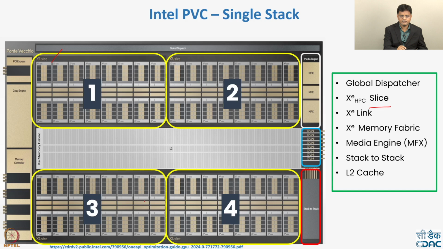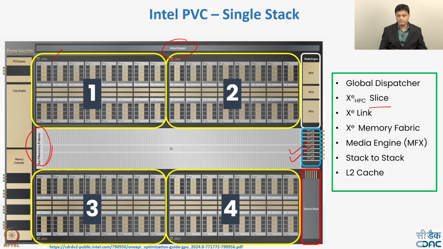Apart from this XC slice, it has a global dispatcher. You can see here it functions as an instruction fetch or instruction dispatcher. There is XC link. This XC link, like the NV links in NVIDIA that we have discussed, also establishes a mesh network, and it can connect directly to multiple GPU cards from Intel. It has a XCMA fabric.